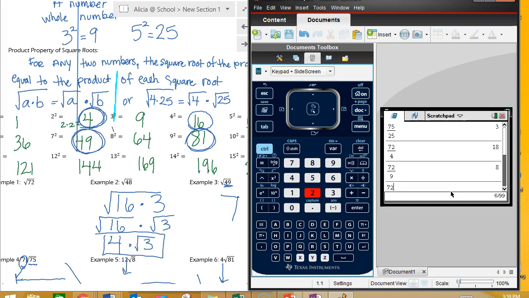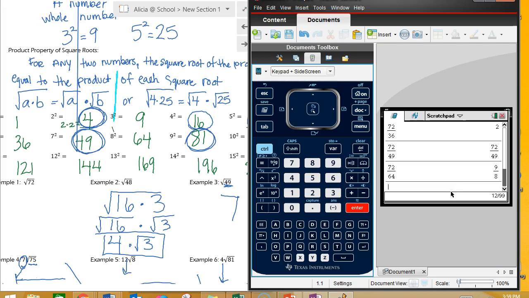Let's say 72 divided by 16. Nope, that's a fraction. 72 divided by 25. That's a fraction. 72 divided by 36. That's a nice number. 72 divided by 49. Nope, that's a fraction. 72 divided by 64. Nope, that's a fraction. And notice the next number I would check is 81. 81 is bigger than 72.